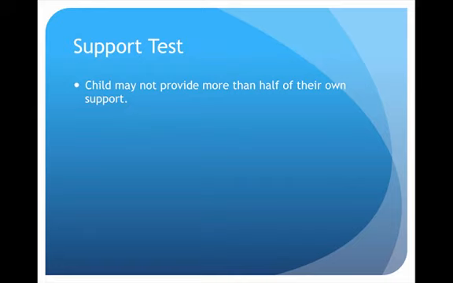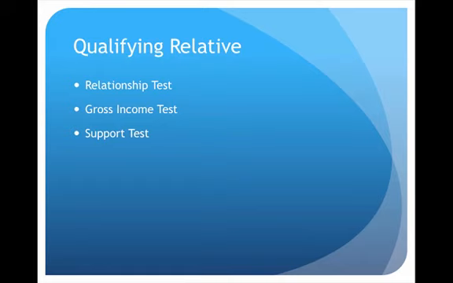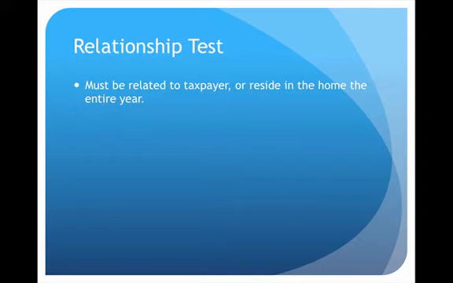But if we say no even to one of them, then we have to proceed to yet another set of rules. So the second set of rules is a set called qualifying relative. We would only go to these rules as a last resort. In other words, we could not claim the person under the child rules. So as a result, this is a last effort to try to get this person to qualify. And under this set of rules, there are only 3 tests. And that would be the relationship test, gross income, and support.